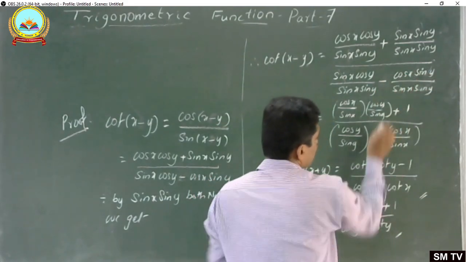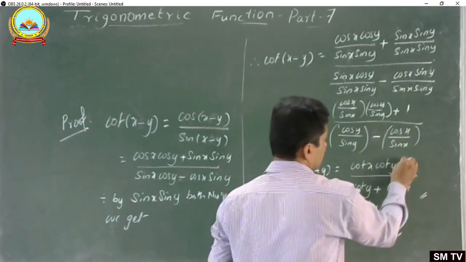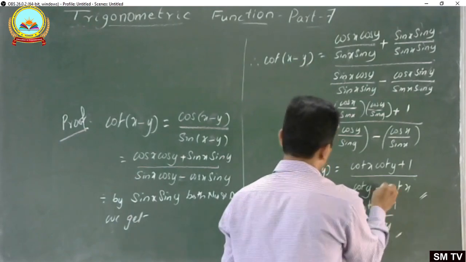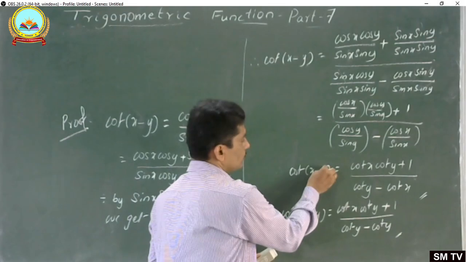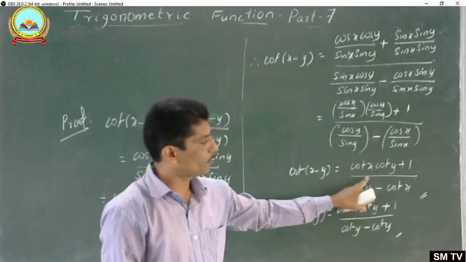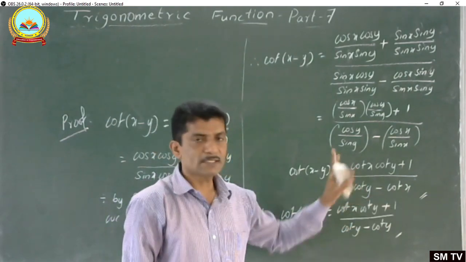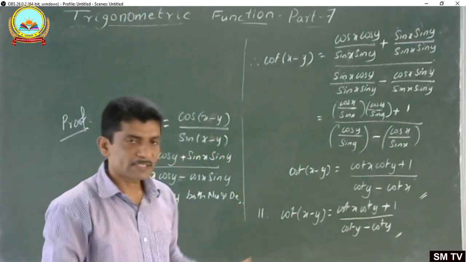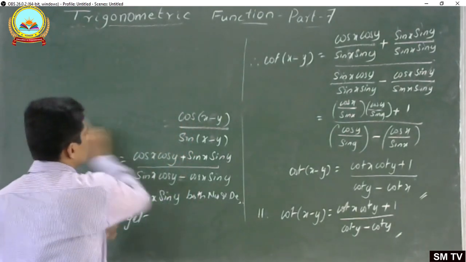Then grouping, you get the same way. Here we get cot of x minus y is equal to cot x into cot y plus 1 divided by cot of y minus cot of x. These 11 results are very, very important.